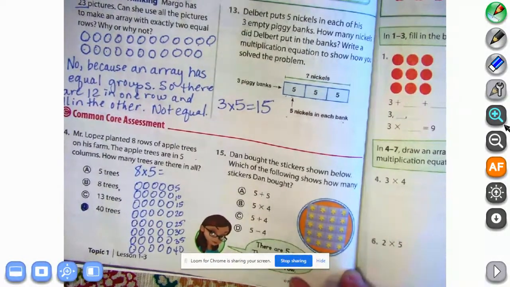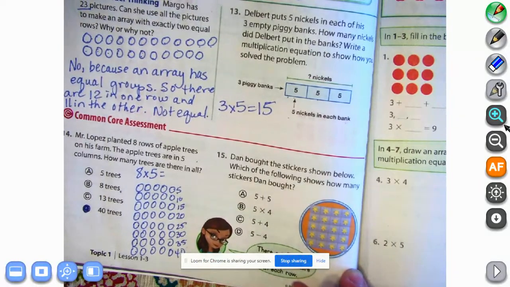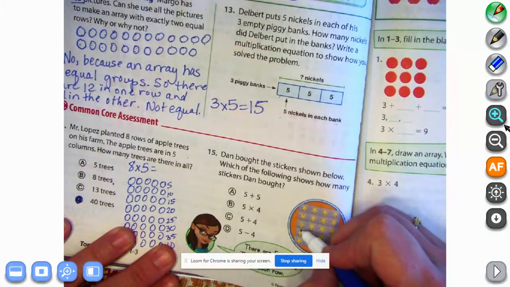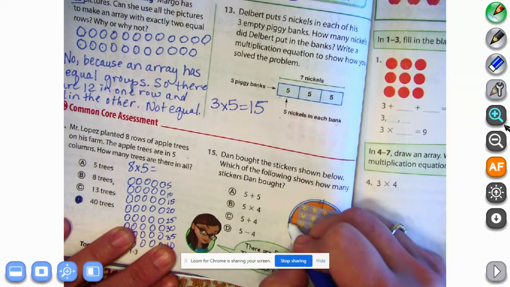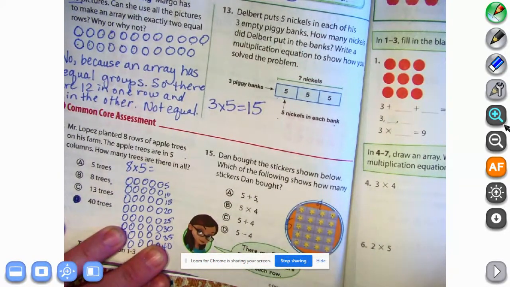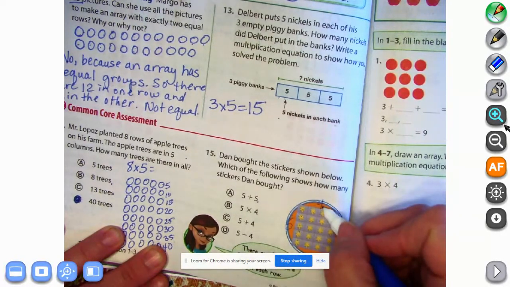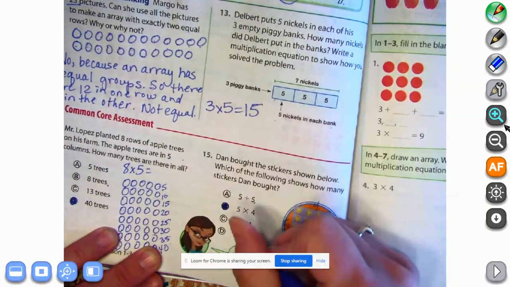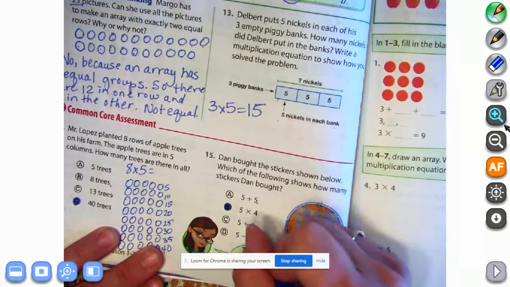Number 15 says, Dan bought the stickers shown below. Which of the following shows how many stickers Dan bought? Okay, we see 1, 2, 3, 4, 5 this way. 1, 2, 3, 4 this way. So there's 4 here, there's 5 there. So 5 plus 5, would that work? No, that's not enough. 5 times 4, 5 groups of 4, would that work? That looks right. How about 5 plus 4? How about 5 minus 4?